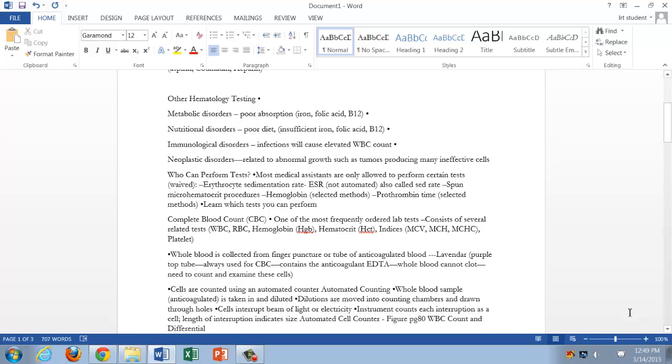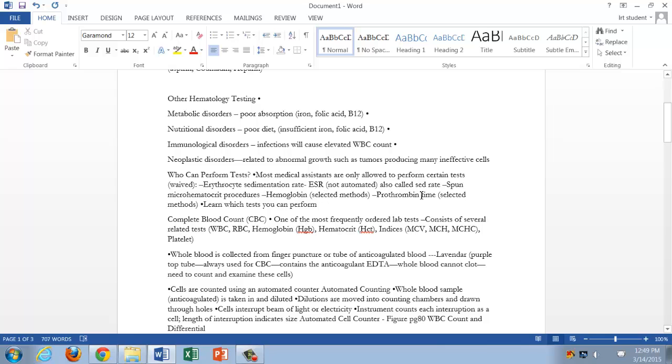So the medical assistant can perform only CLIA waived tests in hematology. These CLIA waived tests can be erythrocyte sedimentation rate, sometimes called a SED rate, sometimes called an ESR, a spun microhematocrit, and a hemoglobin. We will do the ESR and we will do the hemoglobin in our laboratory.